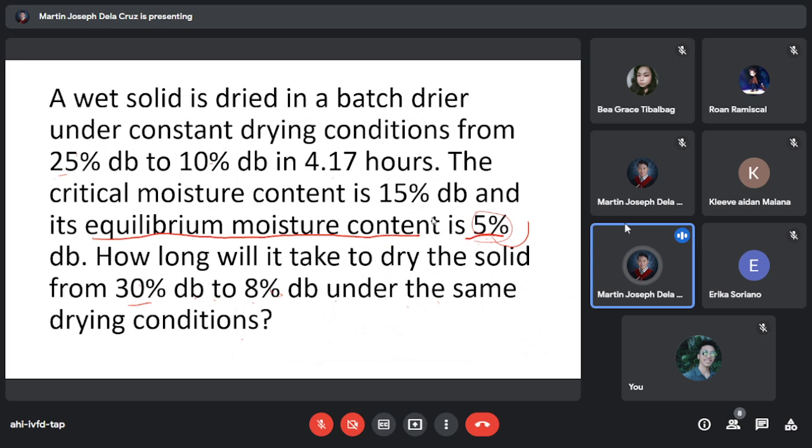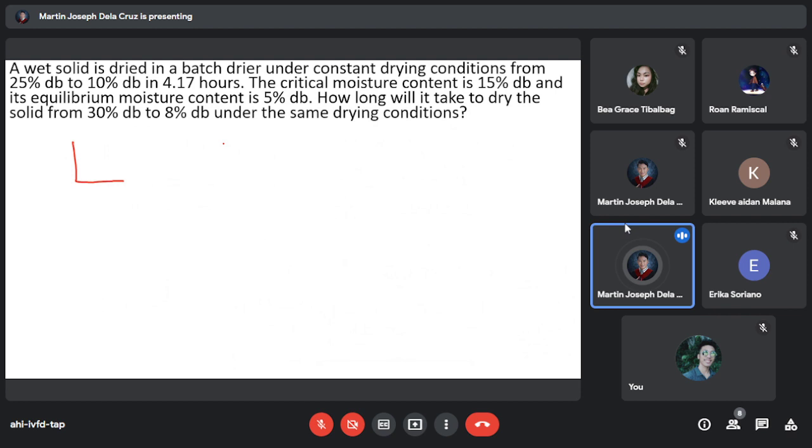So this is your first case and then your second case, class. Wet solid from 25% to 10%: you have here 0.25 and then 0.1 as your final moisture content. But take note, class, that you have an XC of 0.15, your critical moisture content before it falls. So this is 0.15. This is your drying rate and this is your moisture content. The problem isn't finished yet. How long will it take to dry the solid from 30% to 8%?